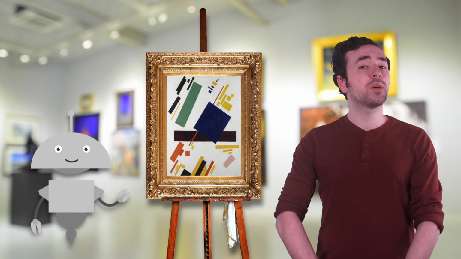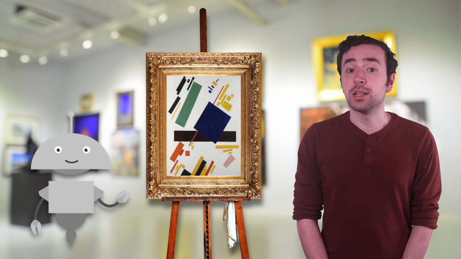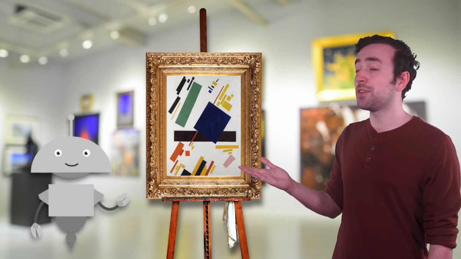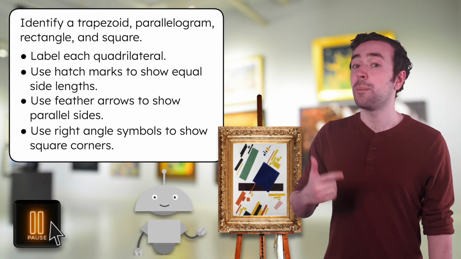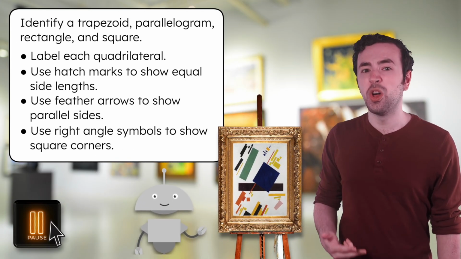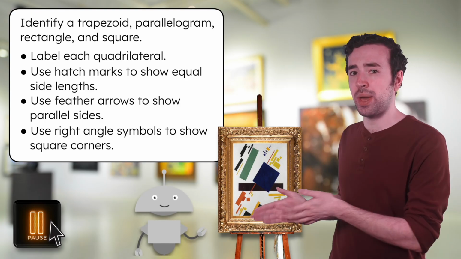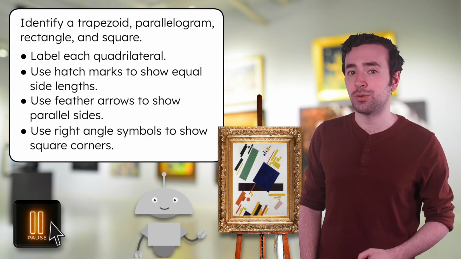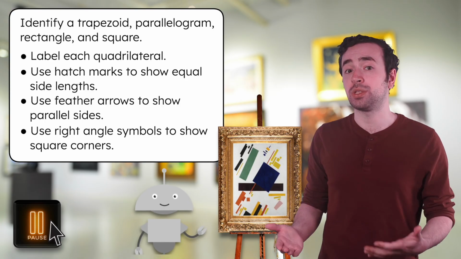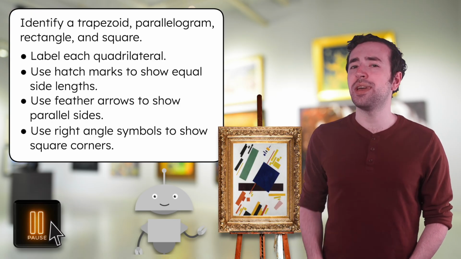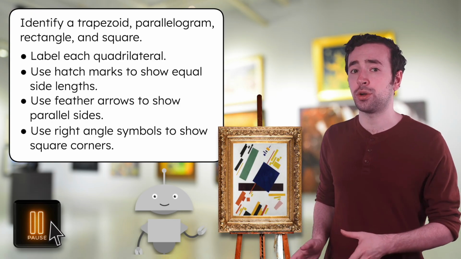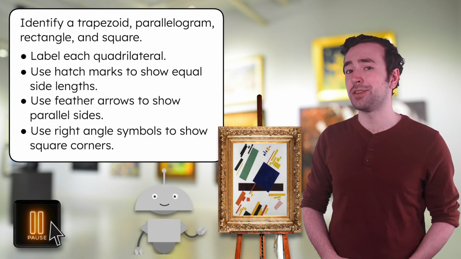Now that we've explored different types of quadrilaterals, let's revisit the quadrilaterals in Malevich's painting. Pause the video here to identify a trapezoid, parallelogram, rectangle, and square in the painting. Label each quadrilateral, use hatch marks to show equal side lengths, feather arrows to show parallel sides, and right angle symbols to show square corners. Record your thinking in your guided notes.